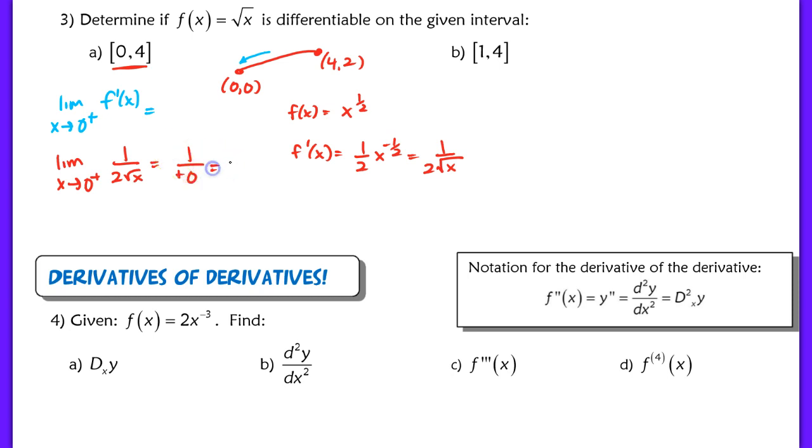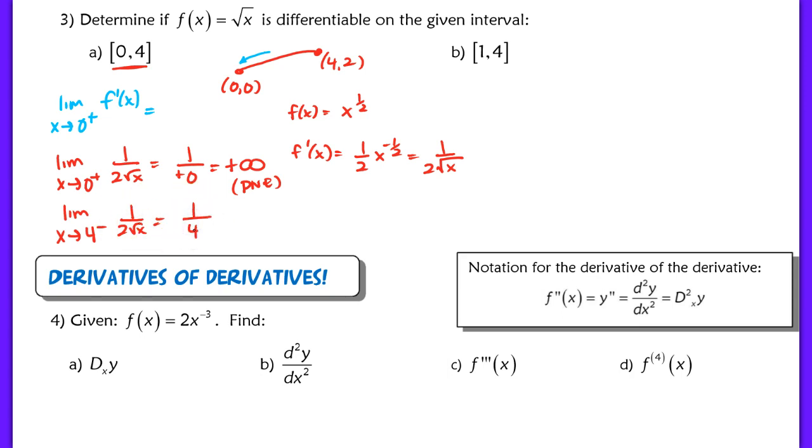Now this is clearly going to blow up to positive infinity. So technically this limit does not exist, but we'll get to that in just a second. Let's finish off finding the limit of the other endpoint here. So we approach 4 from the left, and after we just do a direct substitution in here, we end up with 1/4.